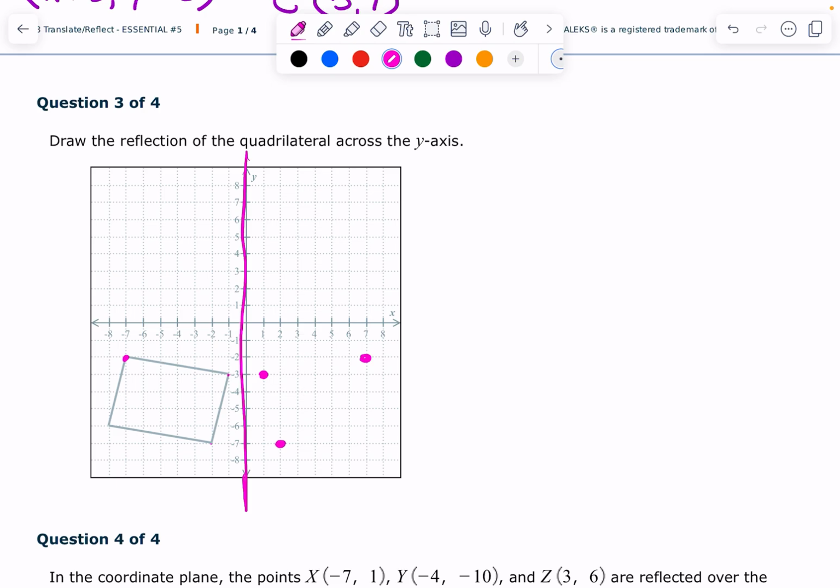And then this point is 8 away, so I'm going to come straight across and go 8 spaces from the line of reflection. So I will connect those dots. And there's your new shape. It should stay the same shape, same size, just reflected.